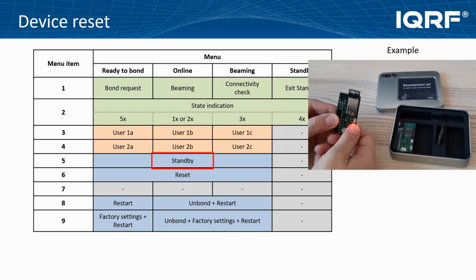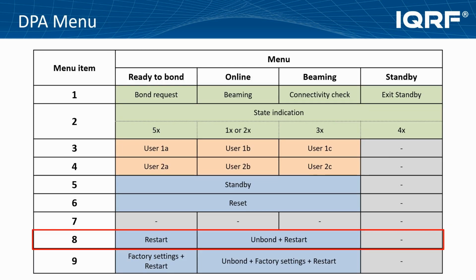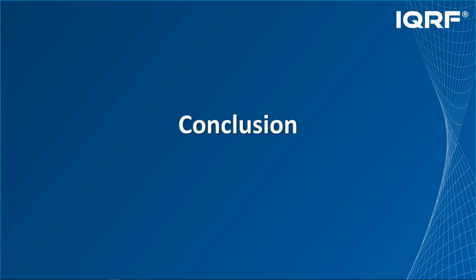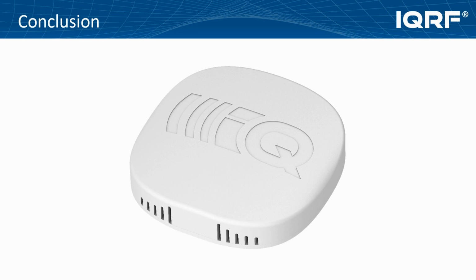Let's show the situation again in slow motion. In the same way, you can select, for example, the 8th item and unbond the device. Each device may have different items implemented. The user learns the specific implementation from the table menu in the user manual of the given device.